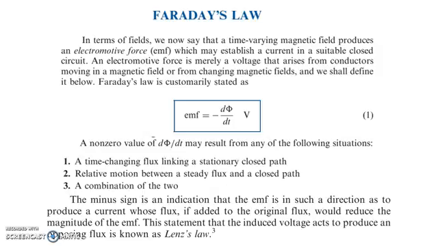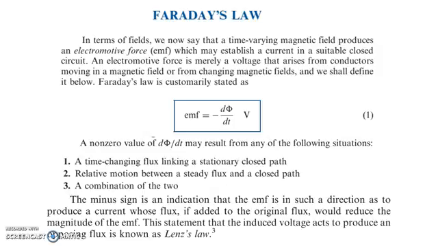EMF is minus d phi by dt, measured in volts, where phi is the flux linked. A non-zero value of d phi by dt may result from any of the following situations. Case 1: the time-changing flux linking a stationary closed path, or relative motion between a steady flux and a closed path, or a combination of the two.